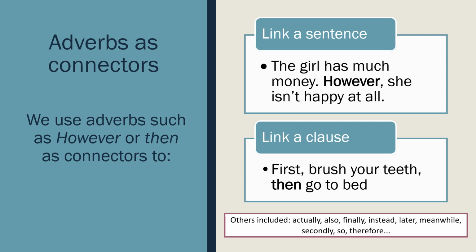We can use adverbs such as however or then as connectors to link a sentence, like the sentence, the girl has much money, however she isn't happy at all. We link the two sentences, the girl has much money and she isn't happy at all, and we use it also to link a clause, like in the sentence, first brush your teeth, then go to bed.